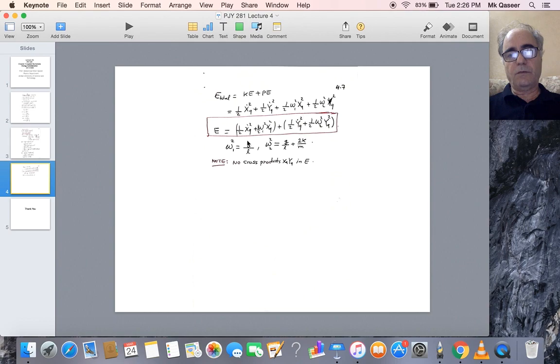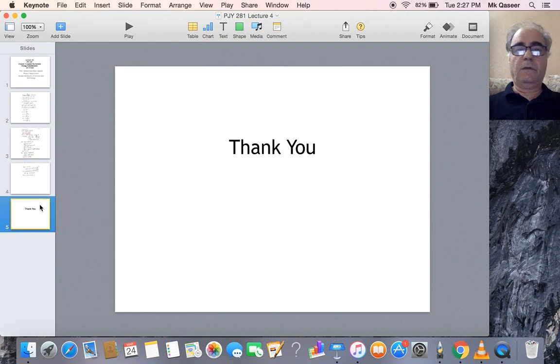Now the total energy is kinetic energy plus potential energy. Add the two terms, we get half X dot squared sub q plus half omega 1 squared X squared sub q plus half Y dot squared sub q plus half omega 2 squared Y sub q squared. We have two modes here, and there are no cross products like X sub q Y sub q in the energy expression. Thank you.